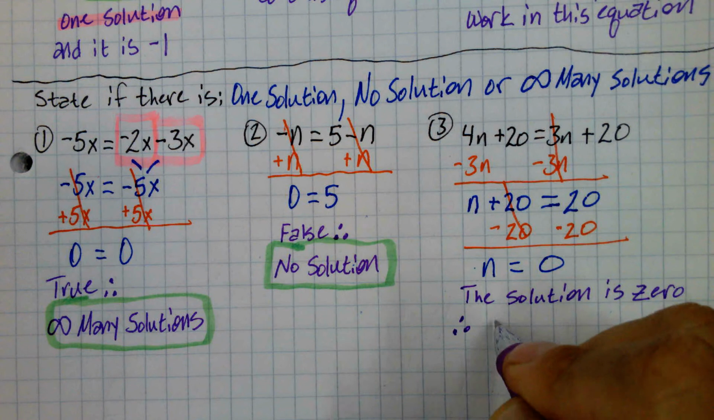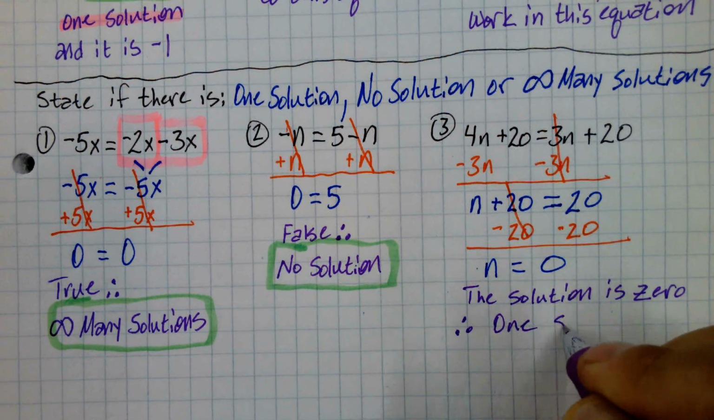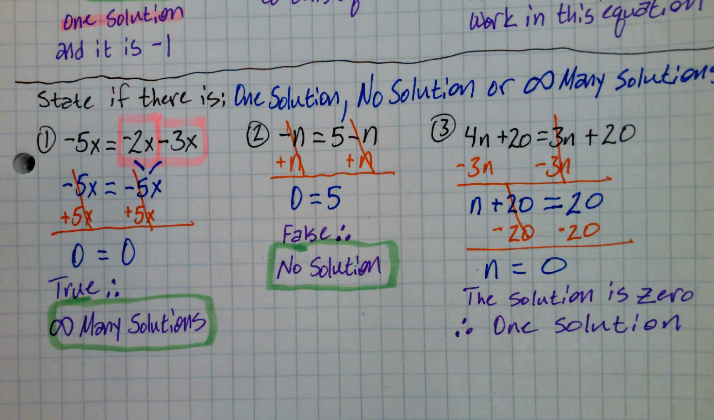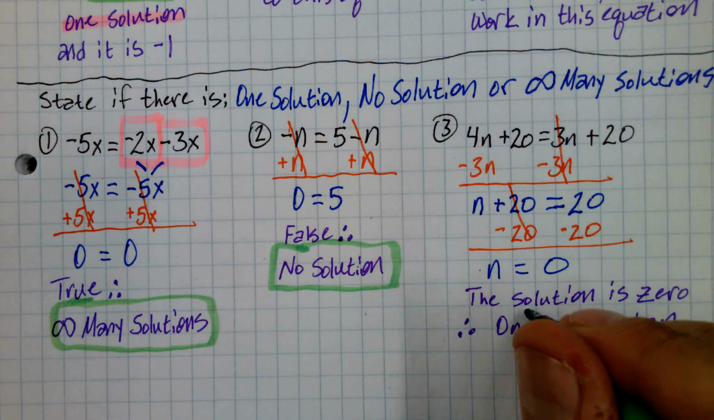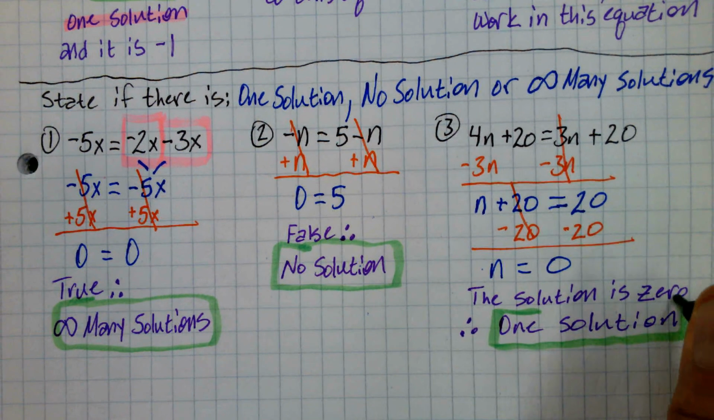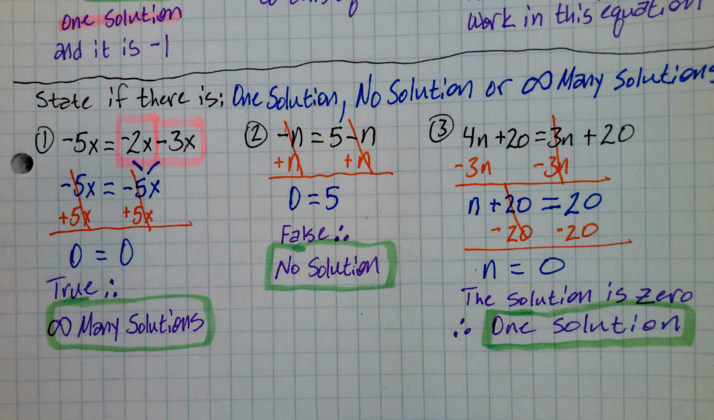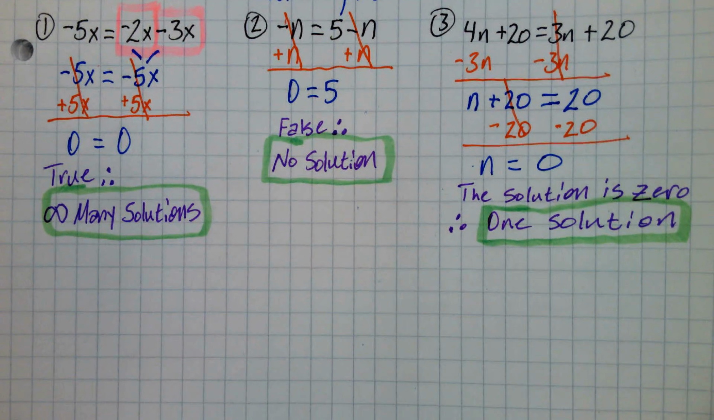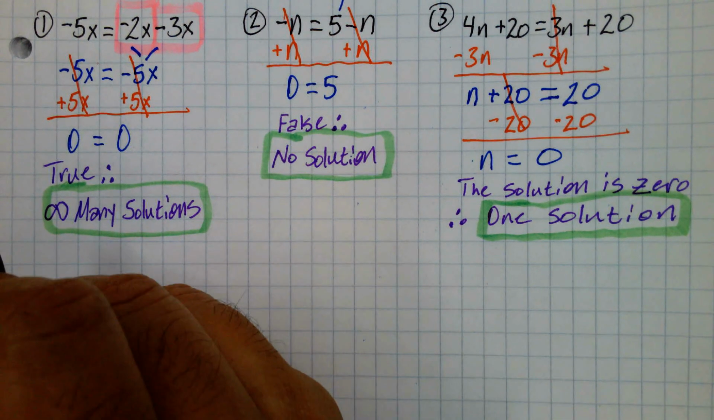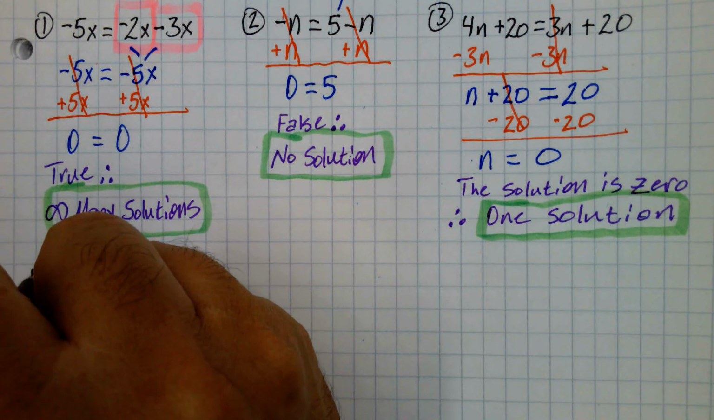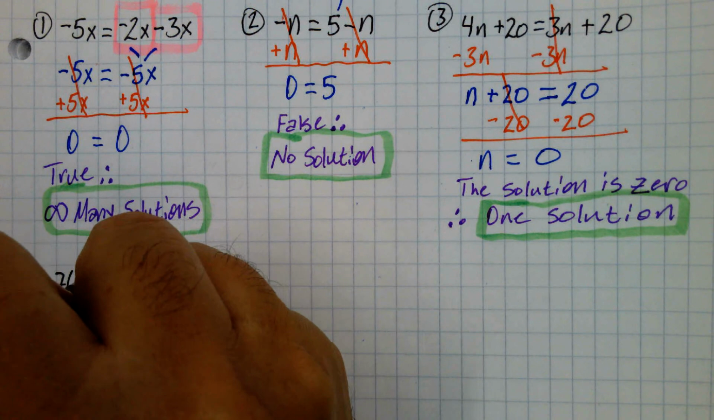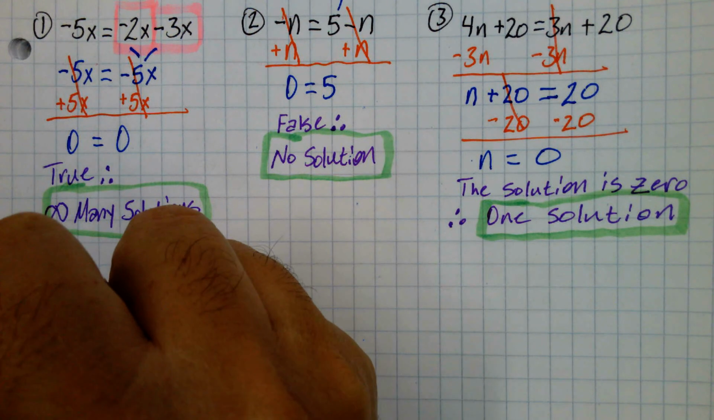Therefore, one solution. So this one was a one solution, because I got just one answer, 0. Okay? All right. So let's just do a couple more. I wanted to make sure you saw one where you did have to distribute.